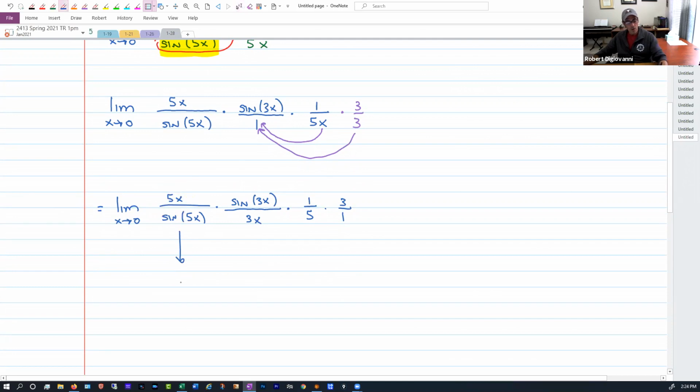Now we take the limit. This goes to 1 because I've got junk over sine junk, times this goes to 1 because I have sine junk over junk, times, and now this is 1/5 times 3, which is 3/5. The answer is 3/5.